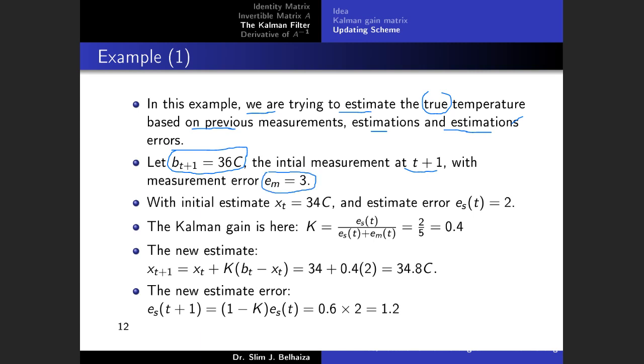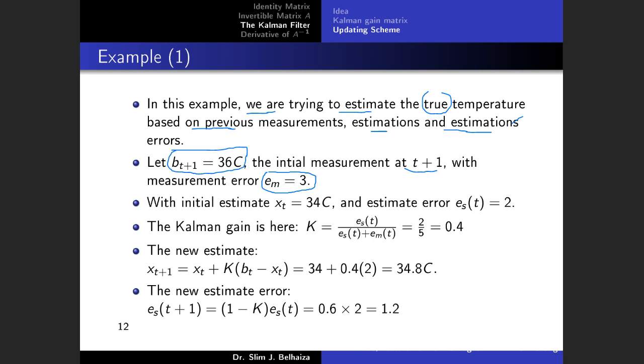Okay, so what does that mean? It means that your true temperature could be anywhere between 36 plus or minus 3. So it could be 33 or 39. Okay, so this is the measurement error, and any apparatus measuring anything has some kind of measurement error.